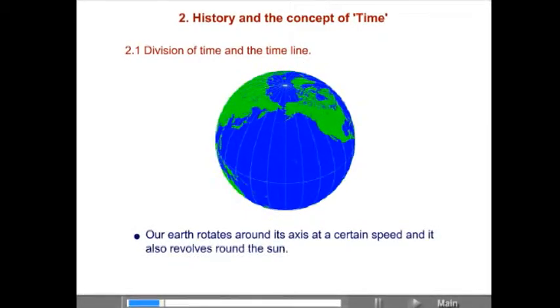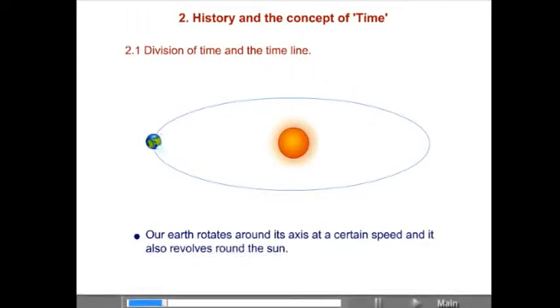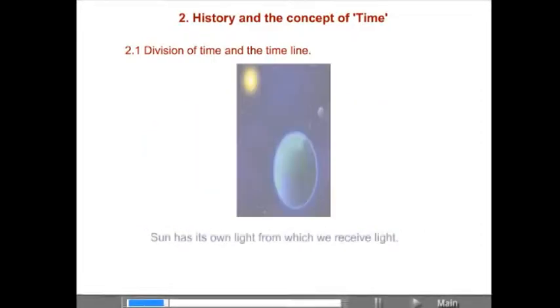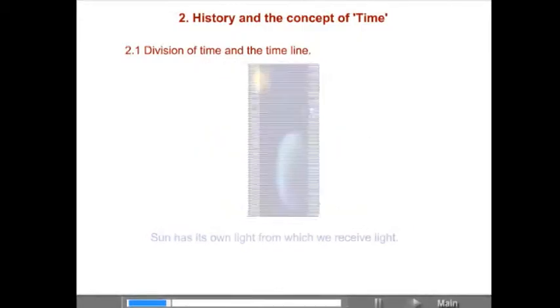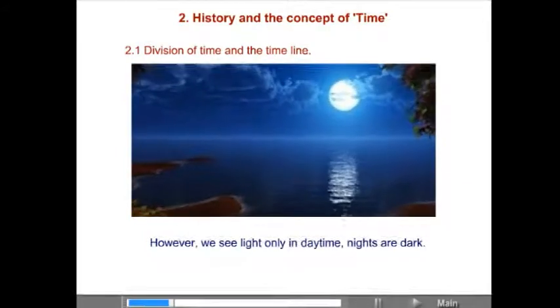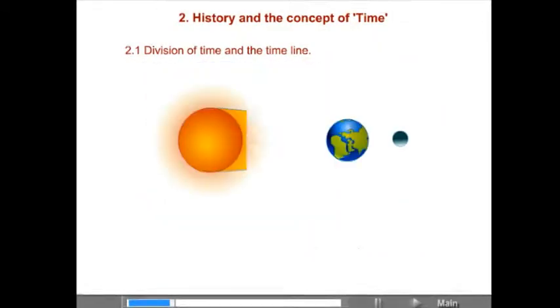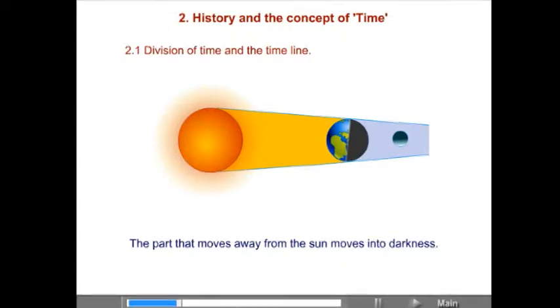Our earth rotates around its axis at a certain speed, and it also revolves around the sun. The sun has its own light from which we receive light. However, we see light only in daytime. The nights are dark. As the earth rotates around its axis, that part of its surface which turns towards the sun becomes bright. The part that moves away from the sun moves into darkness.